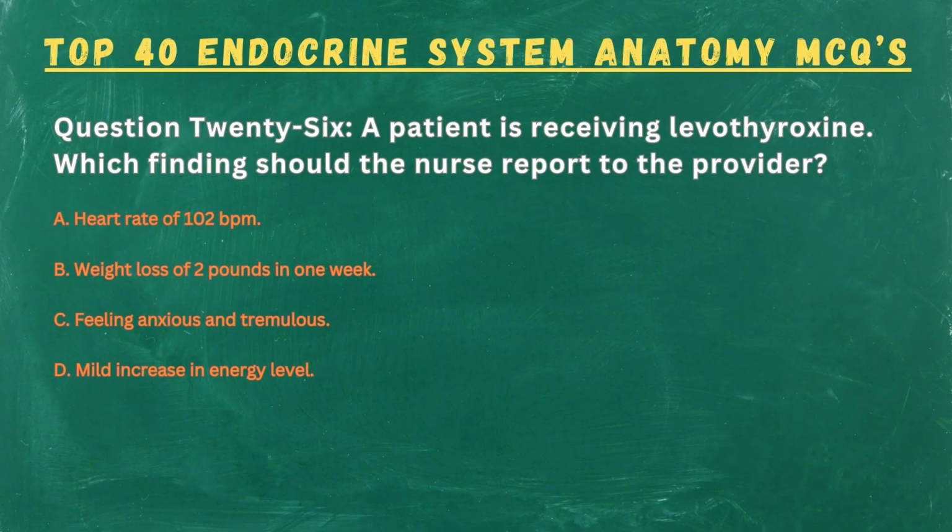Question 26. A patient is receiving levothyroxine. Which finding should the nurse report to the provider? A. Heart rate of 102 BPM. B. Weight loss of 2 pounds in 1 week. C. Feeling anxious and tremulous. D. Mild increase in energy level. Answer: C. Feeling anxious and tremulous.